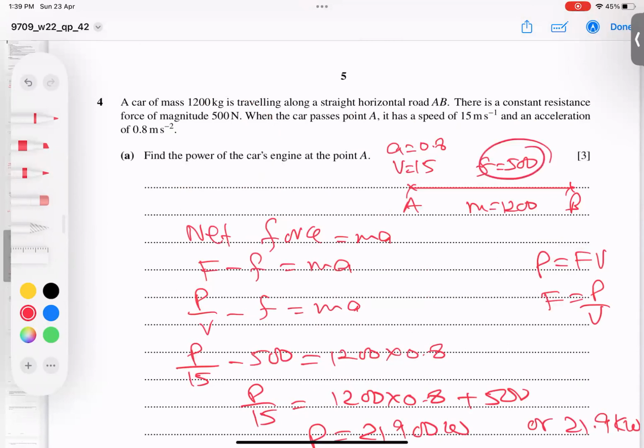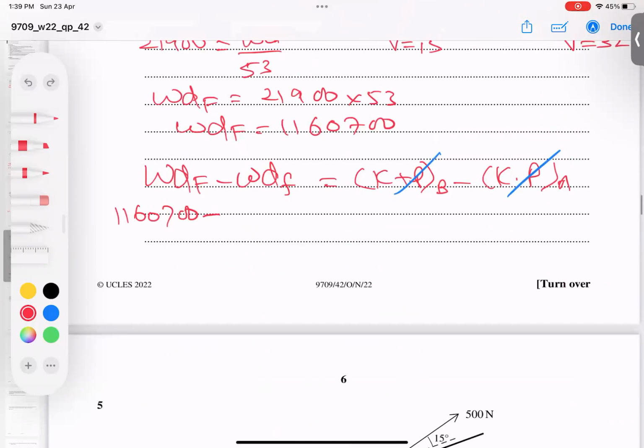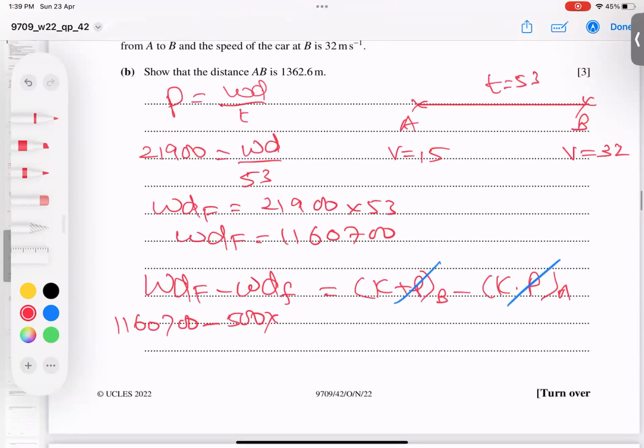Friction force is given as 500, but I need the distance. You know the formula: small f into d. So small f is 500, and I can use it. And distance is given by him. Oh, distance is unknown.